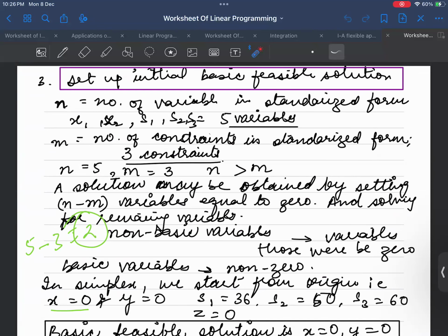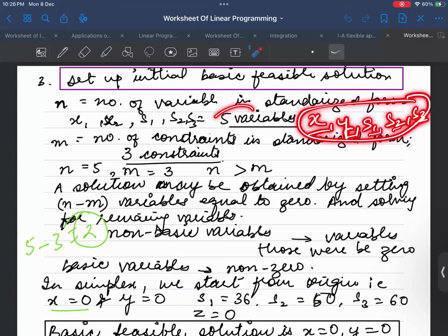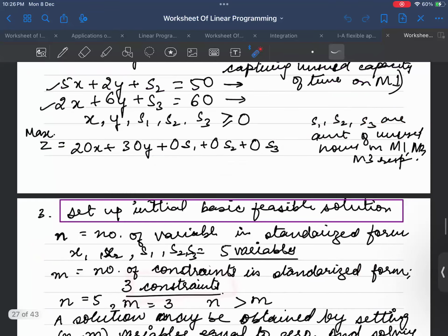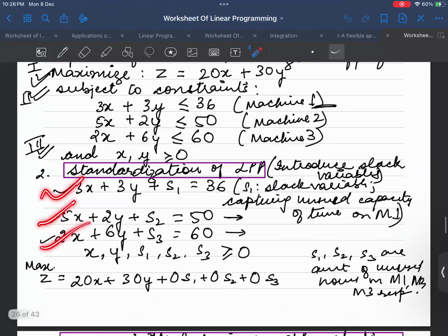How many variables do we have in the standardized form? There were 5 variables. What were those? X, Y, S1, S2 and S3 in our case. How many did we have? 1, 2, 3, 4, 5. So 5 variables were there. And M is the number of constraints in the standardized form. There were 3 constraints: 1, 2, 3.